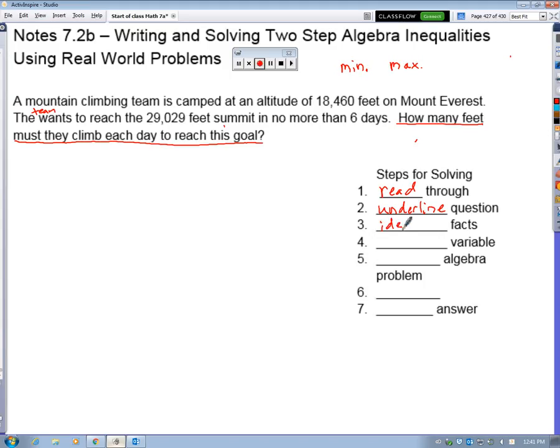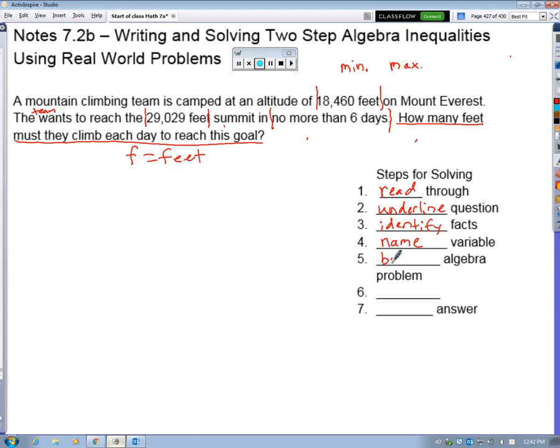Okay, let's identify our facts. We know that they are right now at 18,460 feet. Okay, we know the total amount they have to climb to get to the top is 29,029 feet. And they want to do this in no more than 6 days. Okay? Number 4, we're going to name the variable, look to the question. We're trying to find out how many feet they must climb each day, each of these 6 days, to get to the top. Okay, so let's use F for the feet. Okay, that's what we're trying to find out.